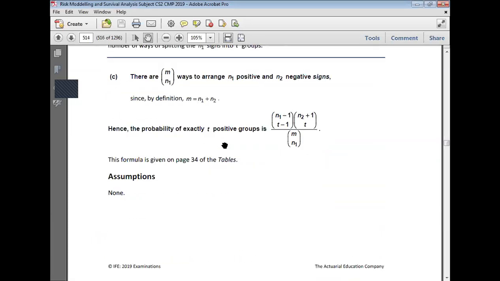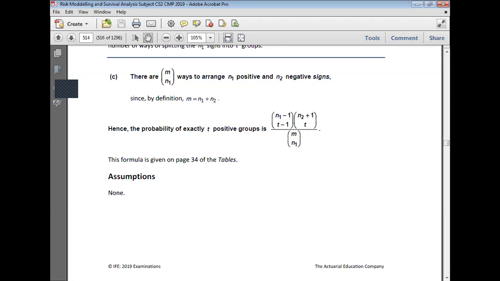So now let me clear this stuff. And this is how your probability of exactly T positive groups is going to look like. And the kind of assumptions that we are making here is no assumption. So again, here we are using an approximation method now.